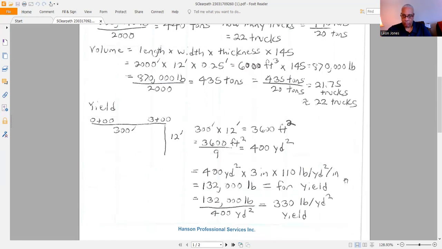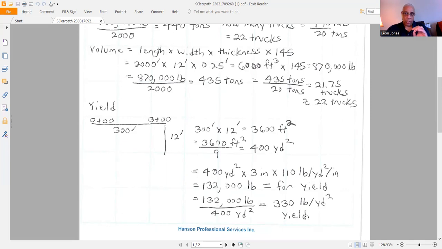Now, of course, the inches basically disappear. Why do the inches disappear? Well, the 3 inches and the inches over here in 110 pounds per square yard per inch cancel. And that's what your yield should be.